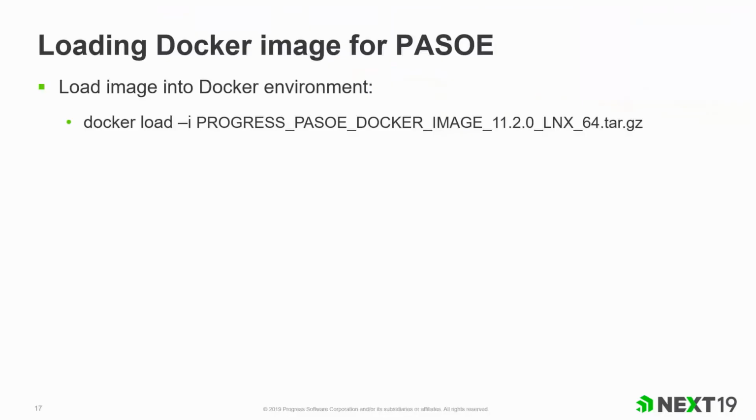One thing that you need to do is very simple. You have the Docker container image for, in this case, 12.0. We didn't do it for 11.7, only for 12.0. And then you do a Docker load of that image. It goes into memory.